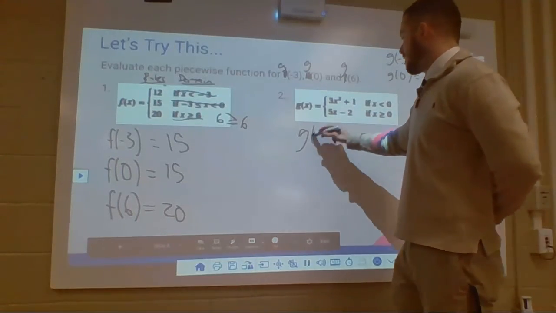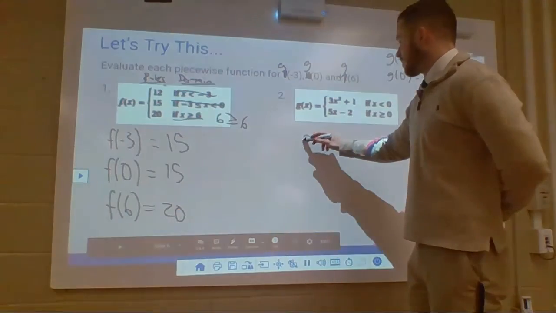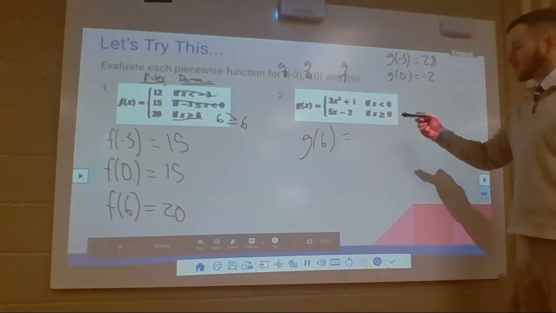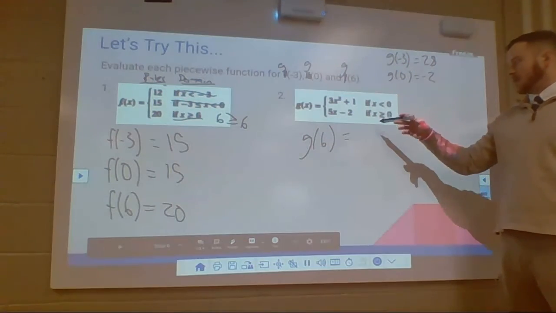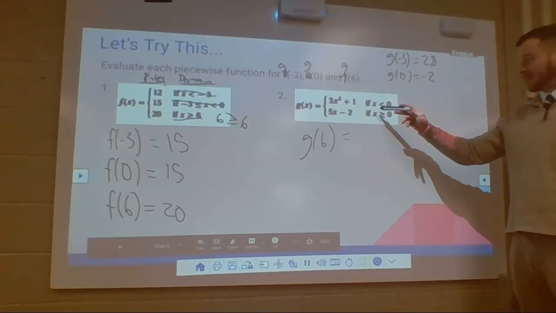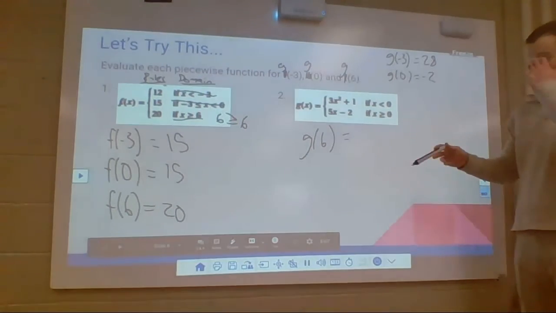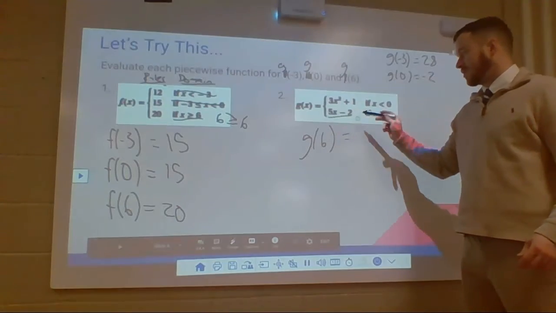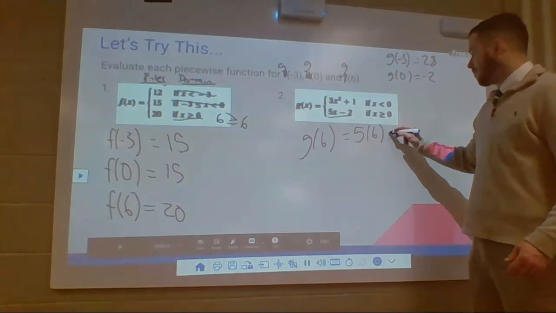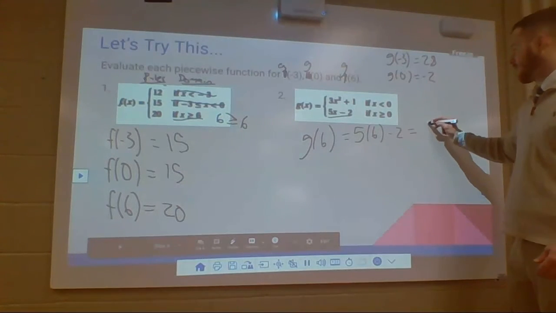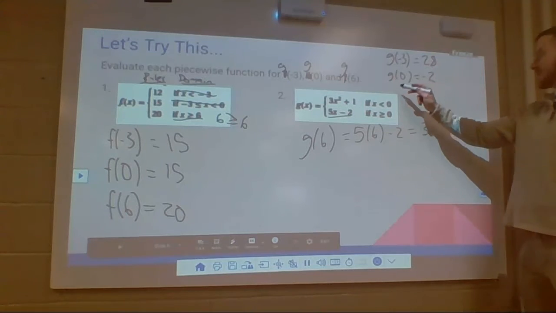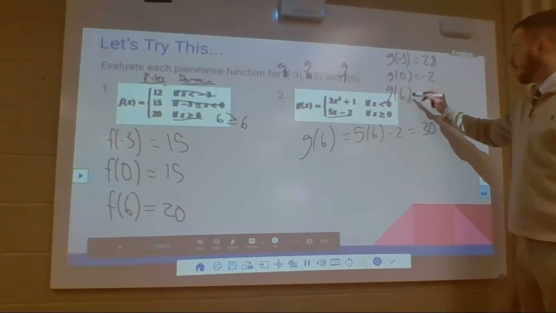All right, so last one, g of 6. Well, which piece is this going to fit into? Is 6 less than 0 or is 6 greater than or equal to 0? 6 is greater than or equal to 0. It's greater than 0, right? So we're going to substitute it into the linear equation again. So 5 times 6 minus 2. 5 times 6 is 30. 30 minus 2 equals 28. So g of 6 equals 28.